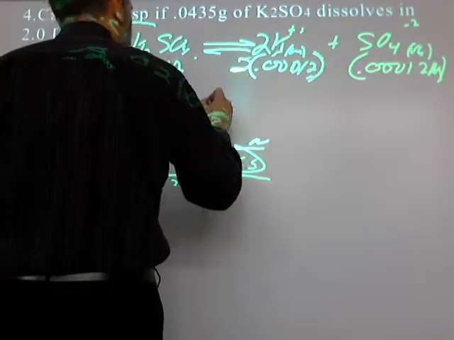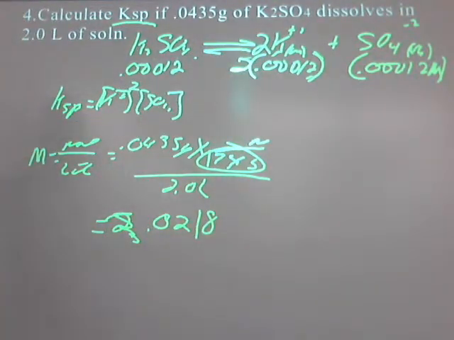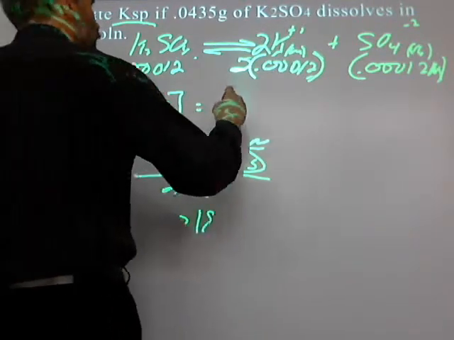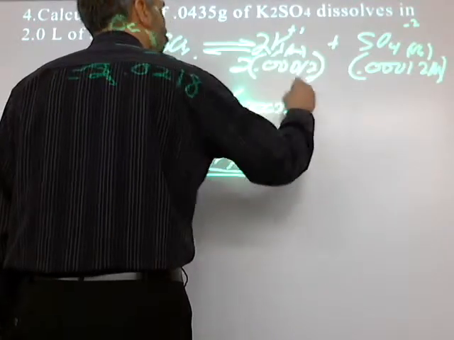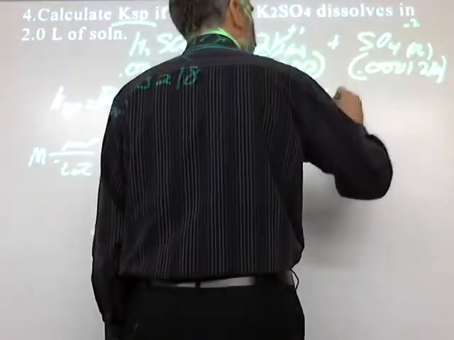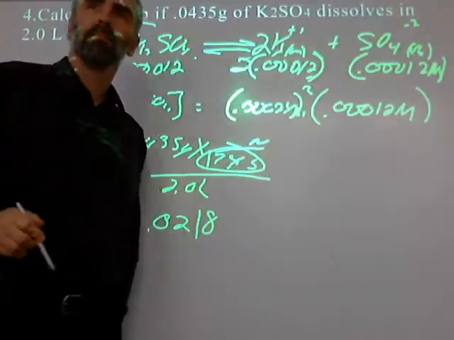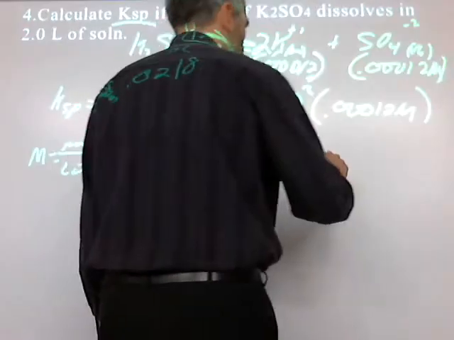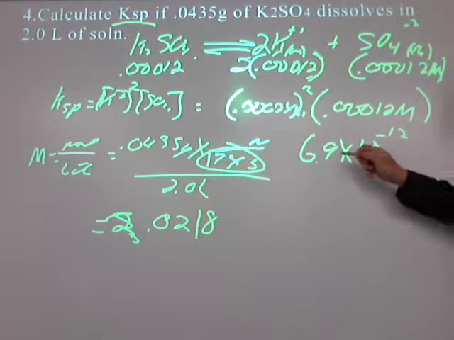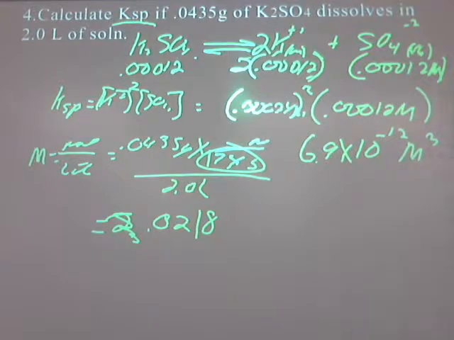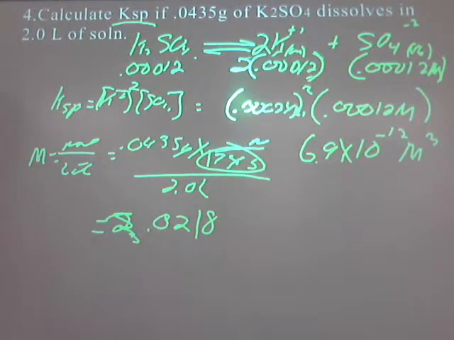So it equals K squared. Oh, yeah, K squared, because you have to raise to the coefficients. But there's not even a denominator. So now we plug our numbers in. So it equals 0.00024 squared times 0.00012 molar. So what do I get? 6.9 times 10 to the negative 12. Anybody else get that? 6.9 times 10 to the negative 12 molar cubed, correct? Because you have molar squared times molar is molar cubed. All right, and there's Ksp.